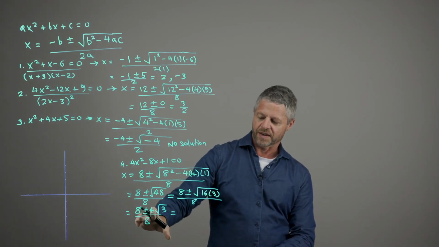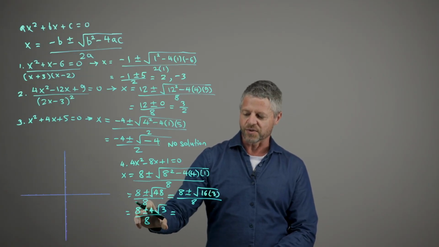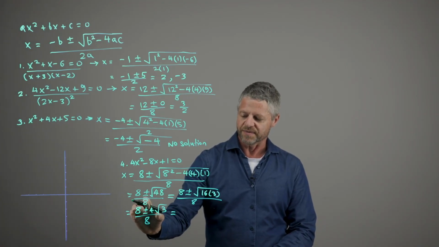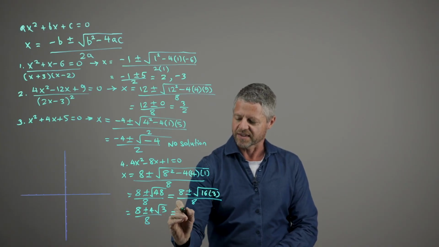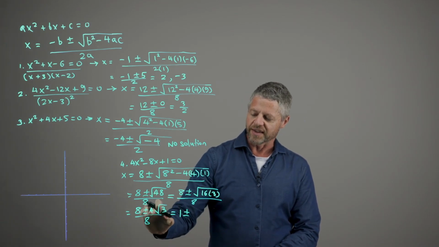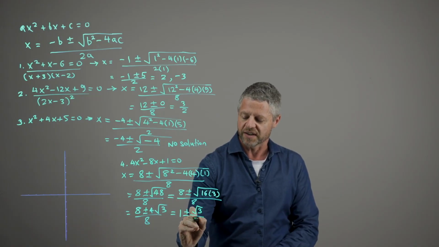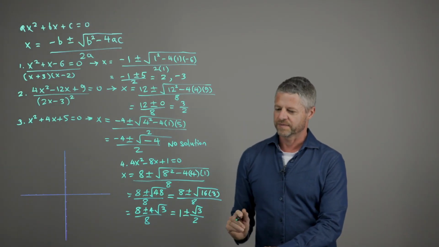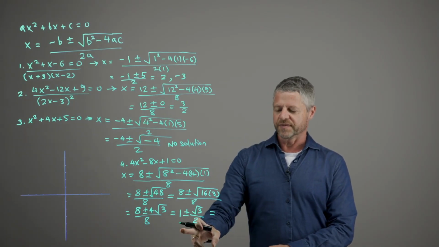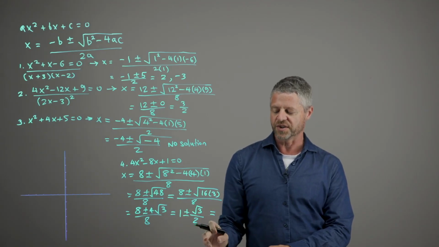And now I'm going to simplify this just by taking out the common factor of 4 here. Because I'm dividing by 8, I've got 8 divided by 8, so that's 1, and then plus or minus 4/8 of the square root of 3, in other words, I could write it as the square root of 3 divided by 2. So this is an exact way to write the two roots, 1 plus square root of 3 over 2 and 1 minus square root of 3 over 2.